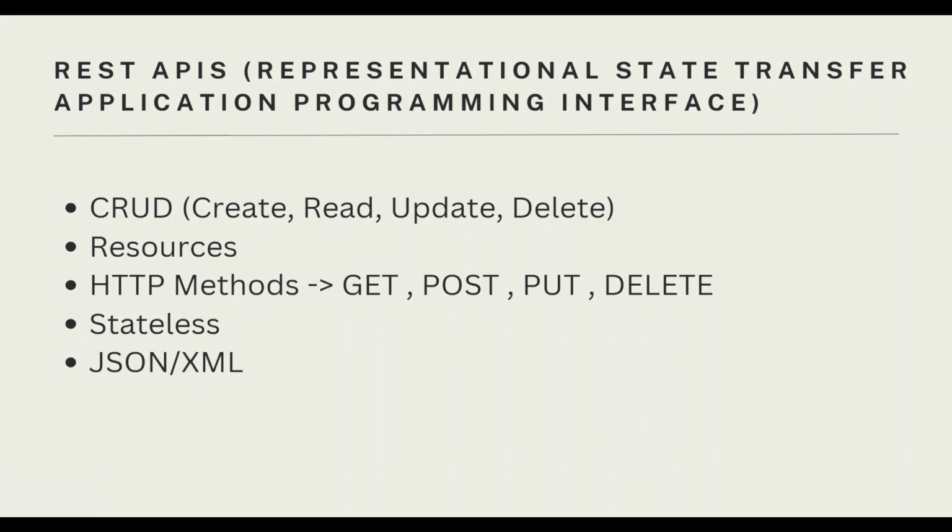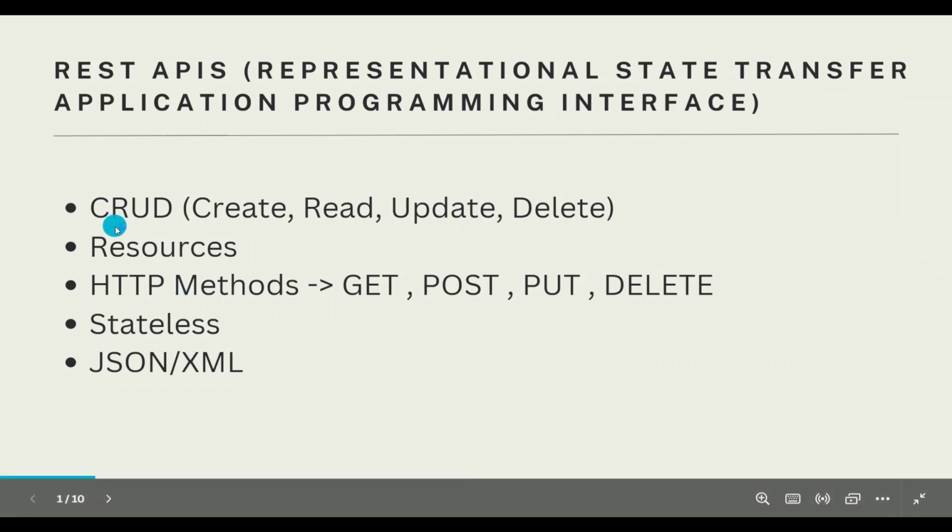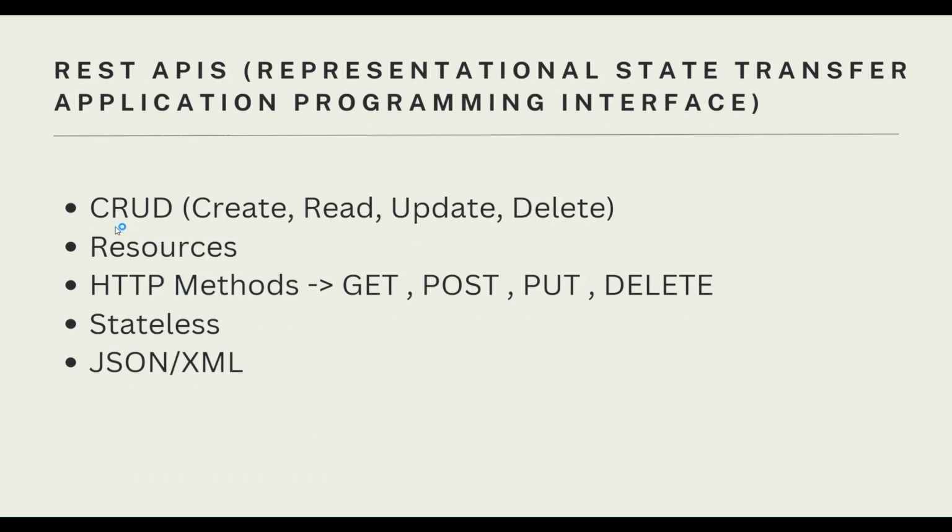So REST is a representational state transfer, and API means application programming interface. So basically, this is a set of rules which developers use while creating different web services. It uses HTTP requests to do operations like CRUD operations: create, read, update, delete on resources. So resources can be objects, services. Okay, so here we can see create, read, update, delete.